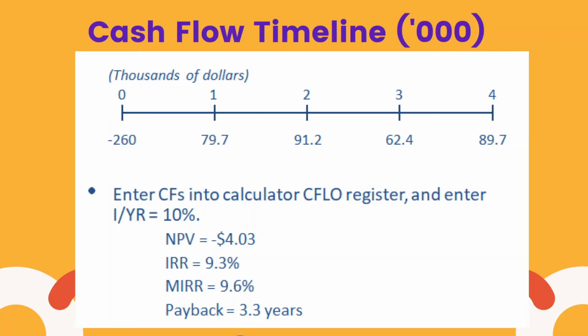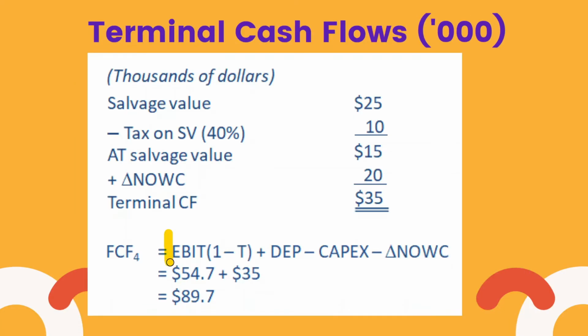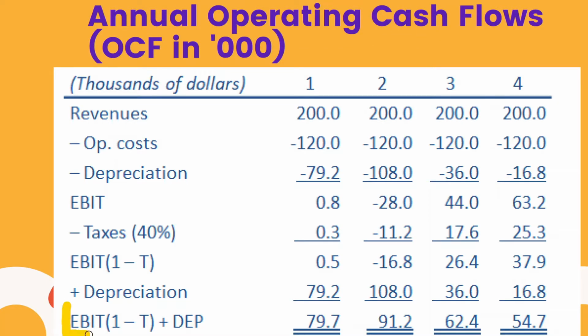In the last step of project valuation, we put all the relevant cash flow in the project's timeline, which is 4 years. Cash flow at year 0 represents initial investment, which is equal to $260,000. The free cash flows in year 1, year 2, and year 3 consist of annual operating cash flows. Annual operating cash flow is the first group of cash flow in the free cash flow equation, or from the operating cash flows table. It is the cash flow from the bottom line.